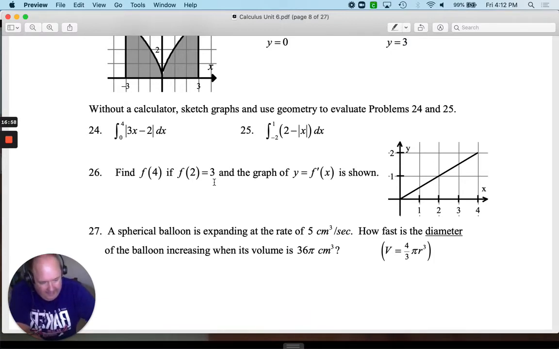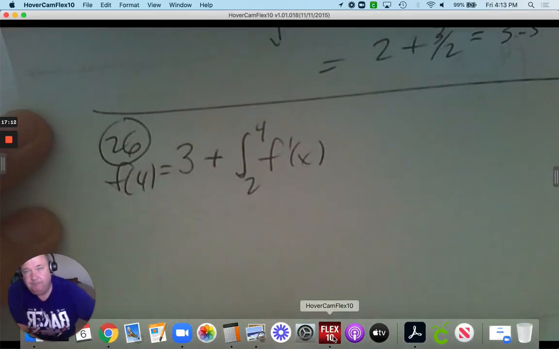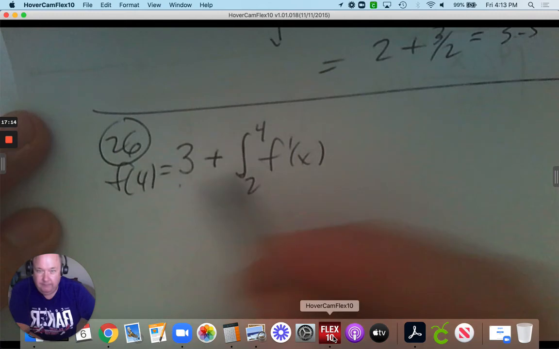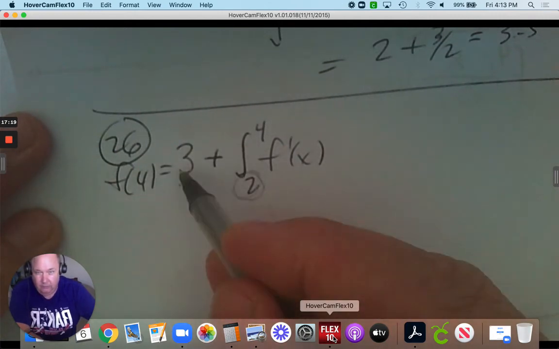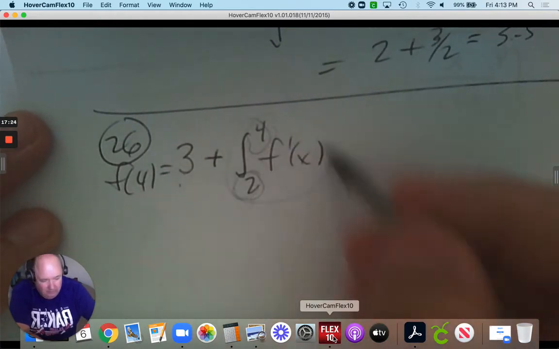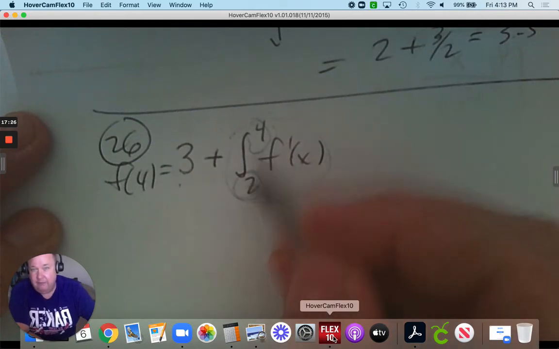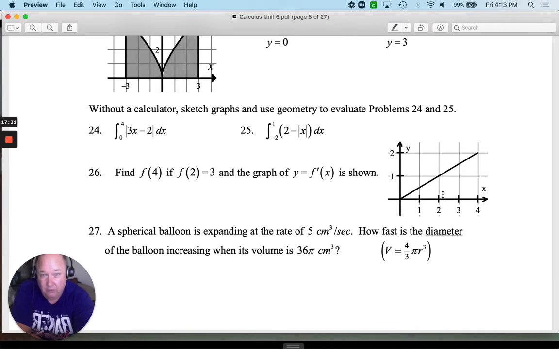And then I add the integration of the derivative. I'm integrating the derivative from 2 to 4. So it starts with 3. You integrate the derivative, and the x values go from 2 to what I'm looking for, which is 4. Now, how do I do this, the integration of that from 2 to 4? I have to do it off a graph and find the area from 2 to 4.